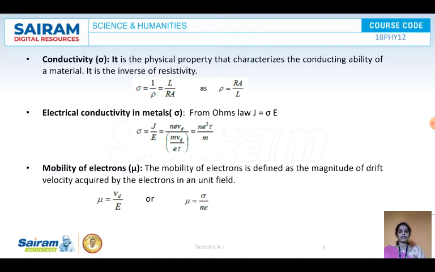Next is the mobility of electrons. It is denoted by mu. It is defined as the ratio of drift velocity to the electric field. So mu is equal to Vd by E, or mu is equal to sigma by Ne.